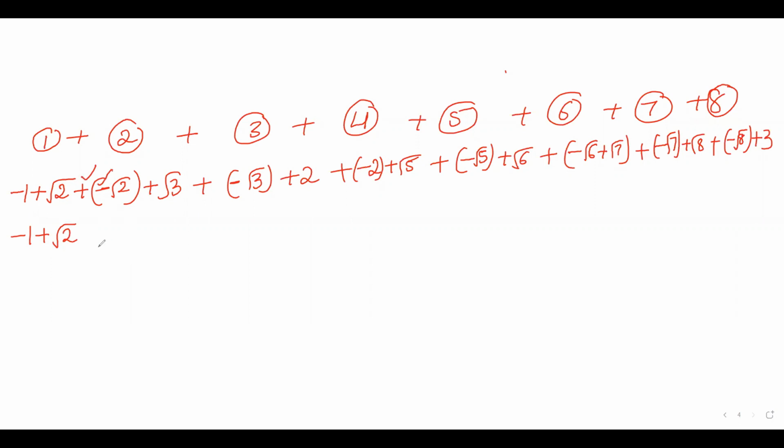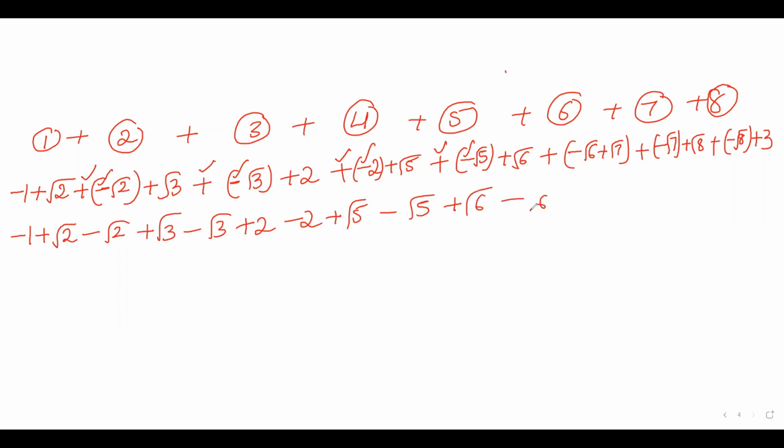Minus into minus is plus, so root 2 becomes minus root 2 plus root 3. Minus root 3 plus 2. Plus into minus is minus 2 plus root 5. Plus into minus, we will get minus root 5 plus root 6. Minus root 6 plus 7. Minus root 7 plus root 8. Minus root 8 plus 3.